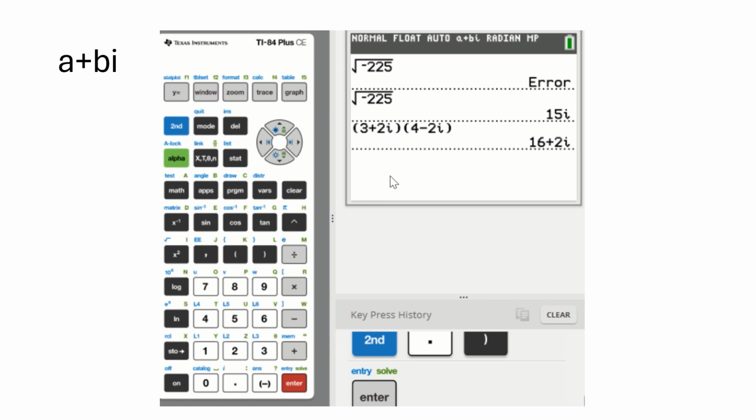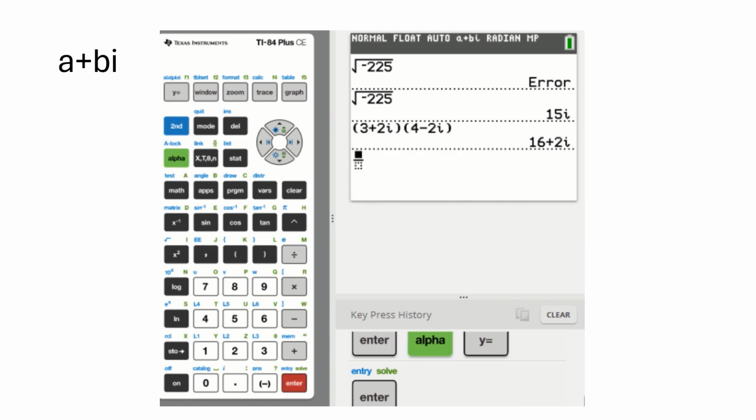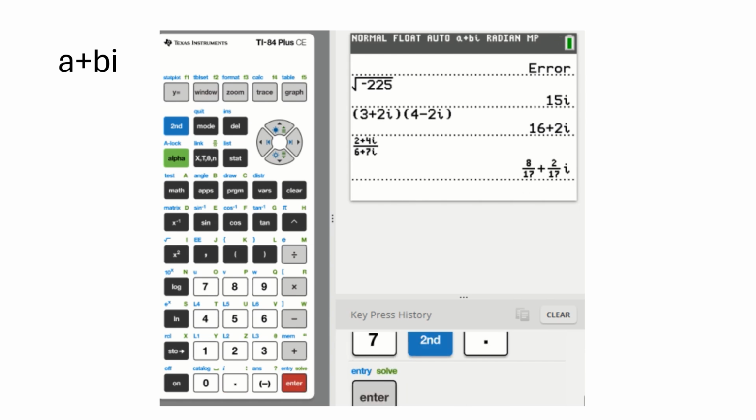Also, sometimes it gets weird. Alpha y equals enter. If you have 2 plus 4i over 6 plus 7i, it gives you a nice pretty little fraction right there. If it doesn't give you a fraction, then you can math enter enter.